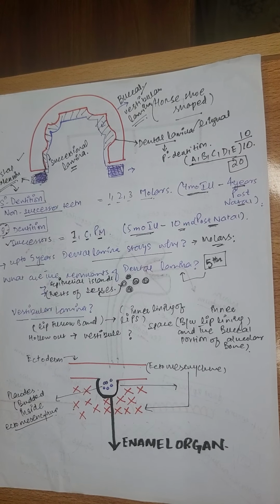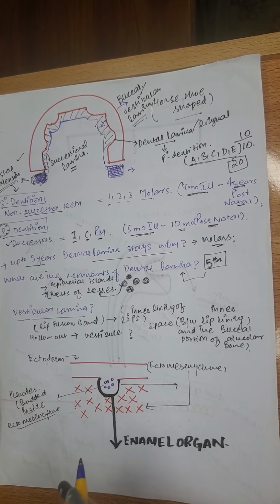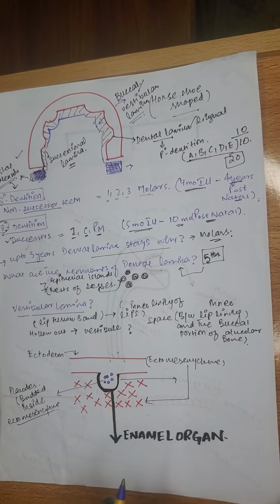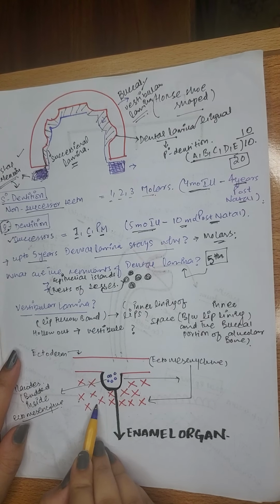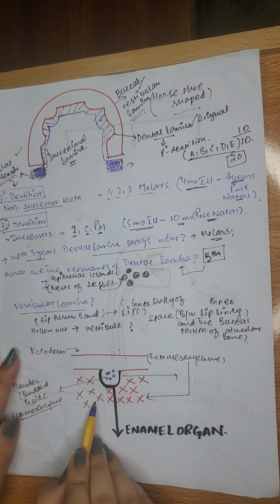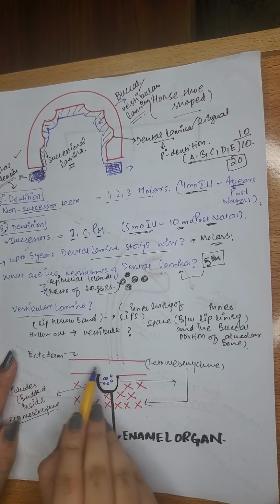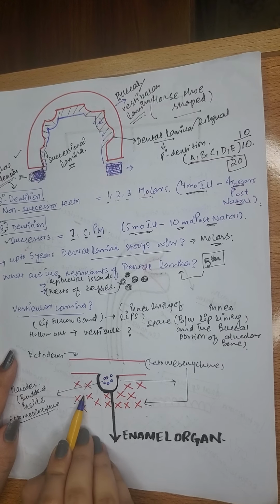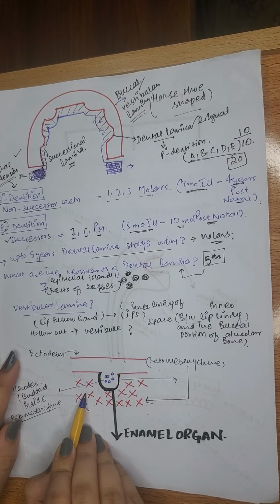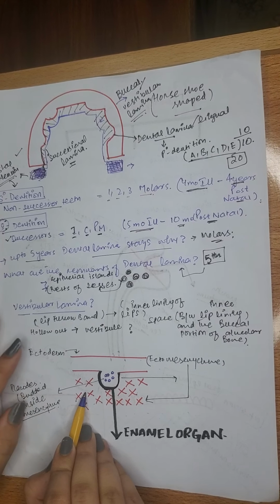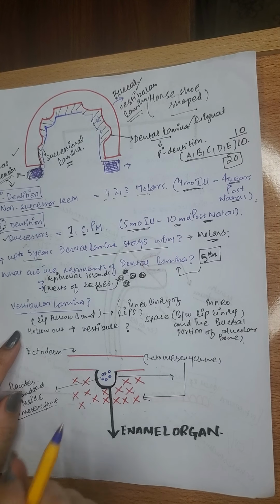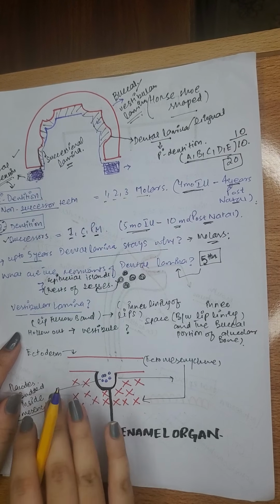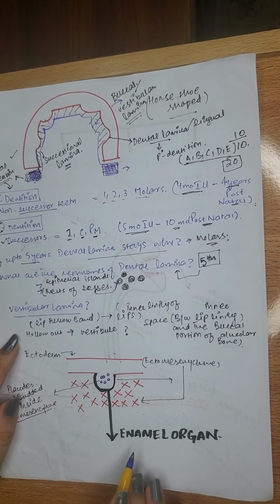Okay, so this is the continuation of our previous lecture. Previously we studied that this outer layer was the ectoderm, and this was the connective tissue, or the ectomesenchyme. The invagination of the ectoderm into the ectomesenchyme, previously I told you guys, was the placodes or the knob-like structures or budding. But now morphologically we are going to call it an enamel organ.